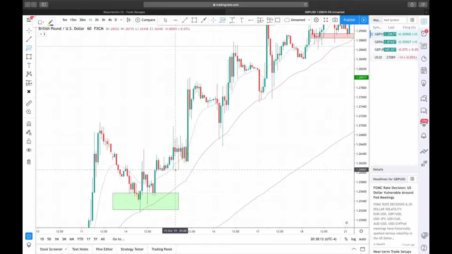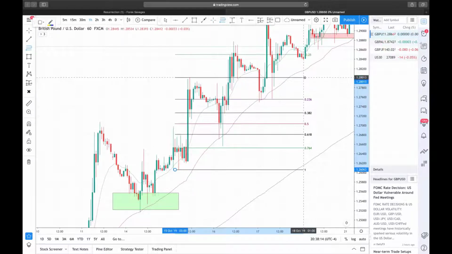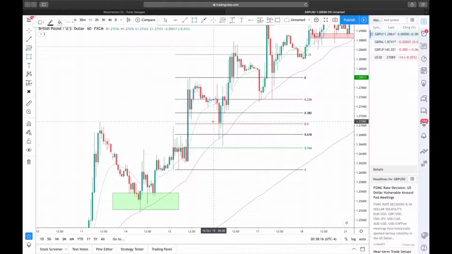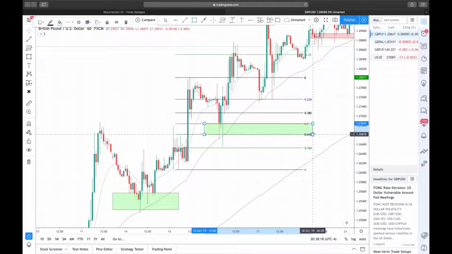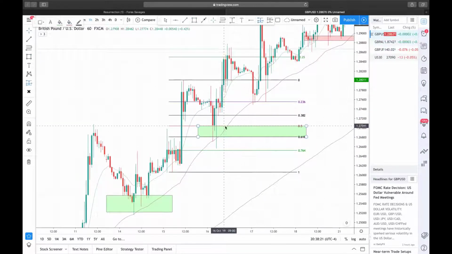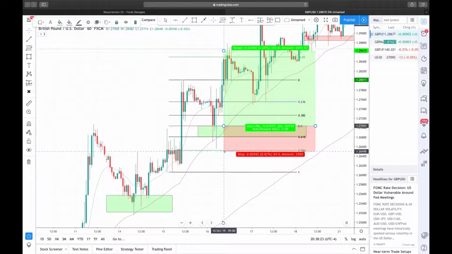We're going to run our Fibonacci's from the wick to wick, highlight our zone, and look at that. We had another clean entry. 50 pip stop loss right here.